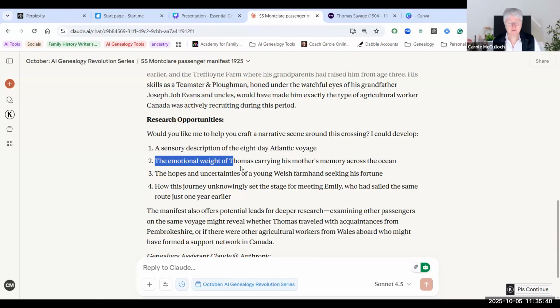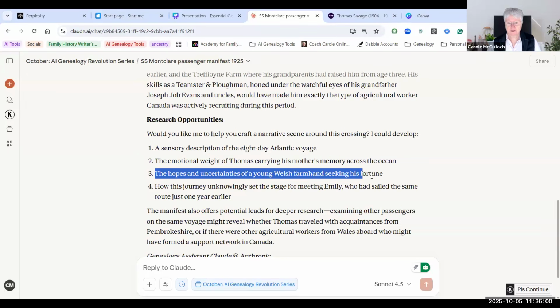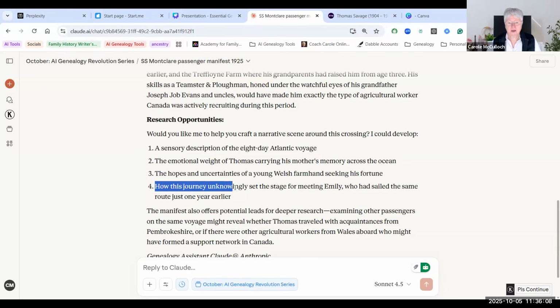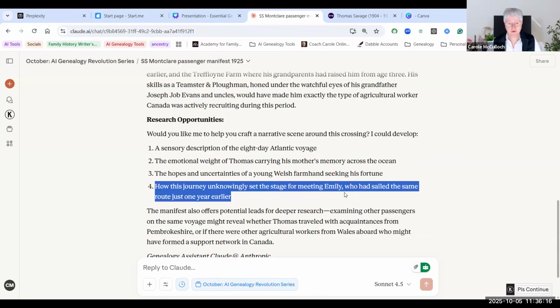Or could we develop the emotional weight of Thomas carrying his mother's memory across the ocean? And this is pertinent because his mother died young, and there's another story attached to that. Or could we research the hopes and uncertainties of a young Welsh farmhand seeking his fortune? And there's another story brewing here, how this journey unknowingly set the stage for meeting his future wife, Emily, who had sailed the same route just 1 year earlier.